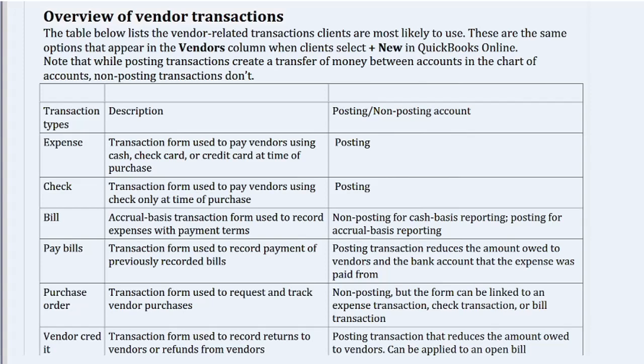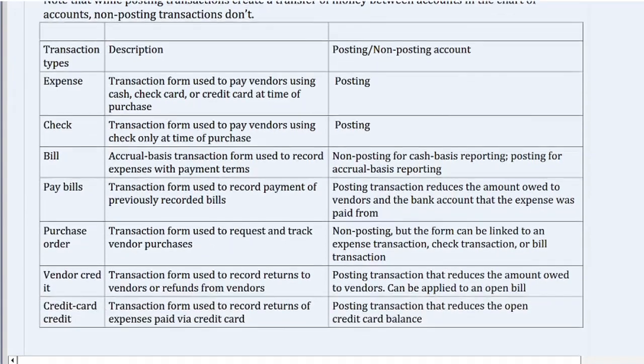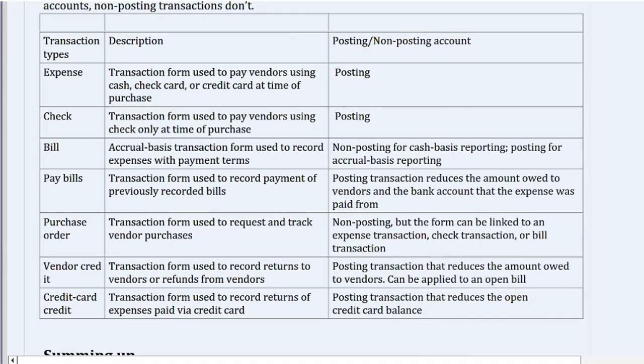Pay bills. Transaction form used to record payment of previously recorded bills. Posting transaction reduces the amount owed to vendors and the bank account that the expense was paid from. Purchase order. Transaction form used to request and track vendor purchases. Non-posting, but the form can be linked to an expense transaction, check transaction, or bill transaction.